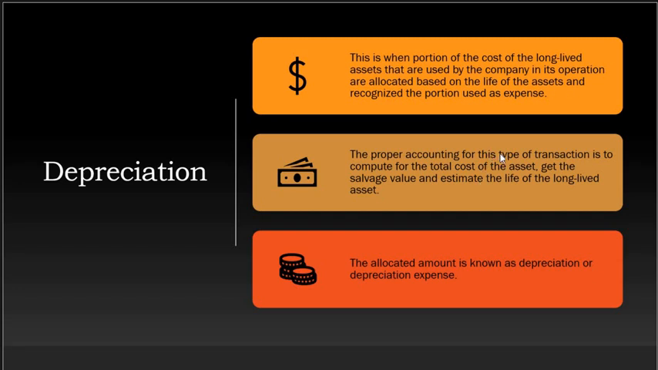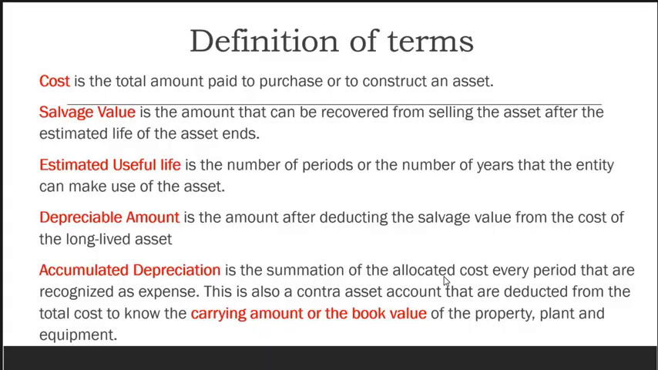So the proper accounting for this type of transaction is to compute for the total cost of the asset, get the salvage value, and estimate the life of the long-lived asset. The third one is the allocated amount, which is known as depreciation or depreciation expense. Before we go further, let us first define terms which are relevant to this particular lesson.